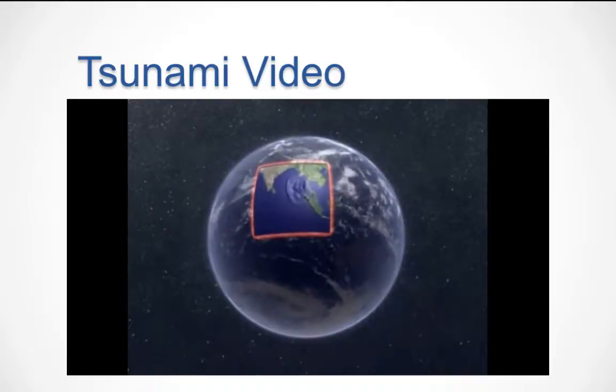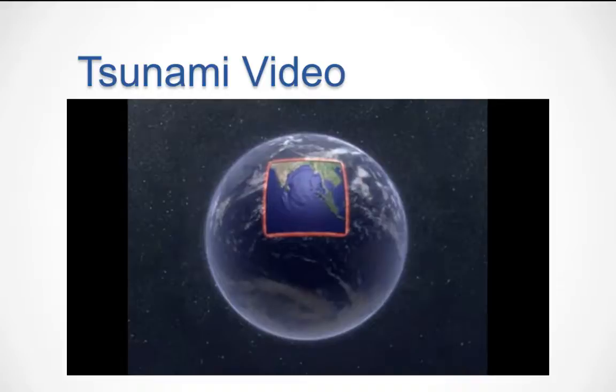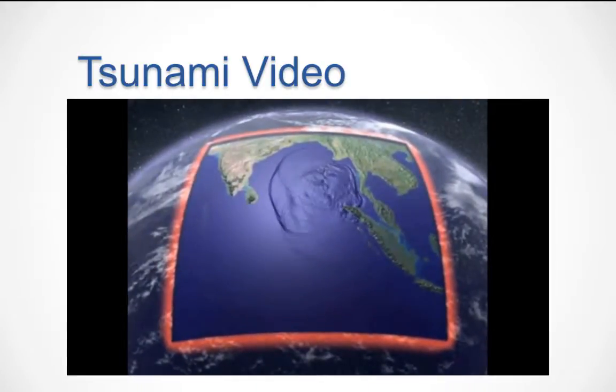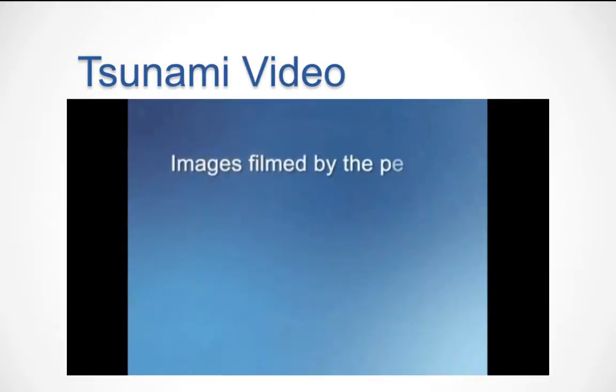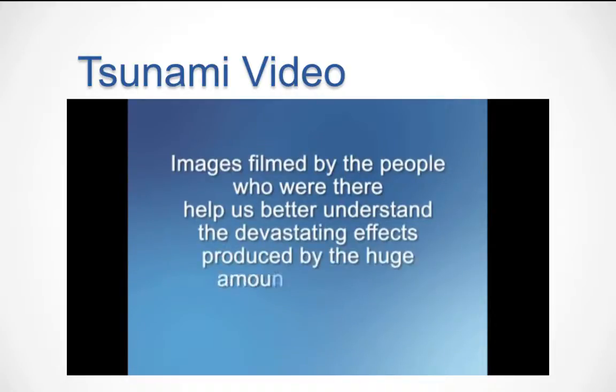This is exactly what happened along the coast of Thailand on the morning of December 26, 2004. A tsunami generated by the strongest earthquake of the past 40 years off the island of Sumatra spread death and destruction along the coasts of the Indian Ocean. Images filmed by people who were there help us better understand the devastating effects produced by the huge amounts of energy of the tsunami wave.